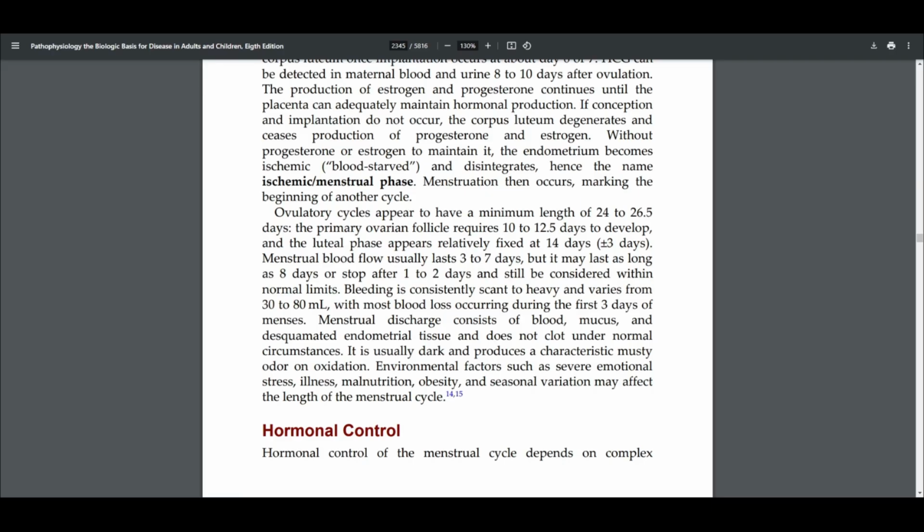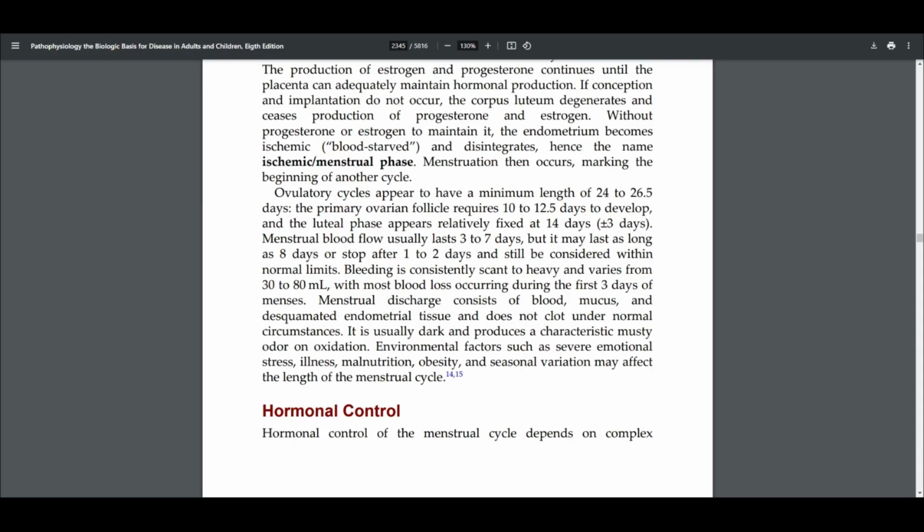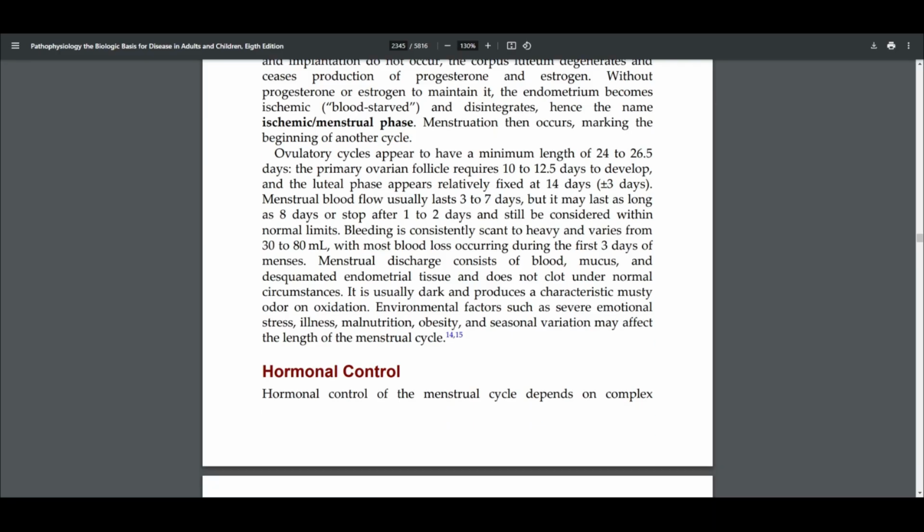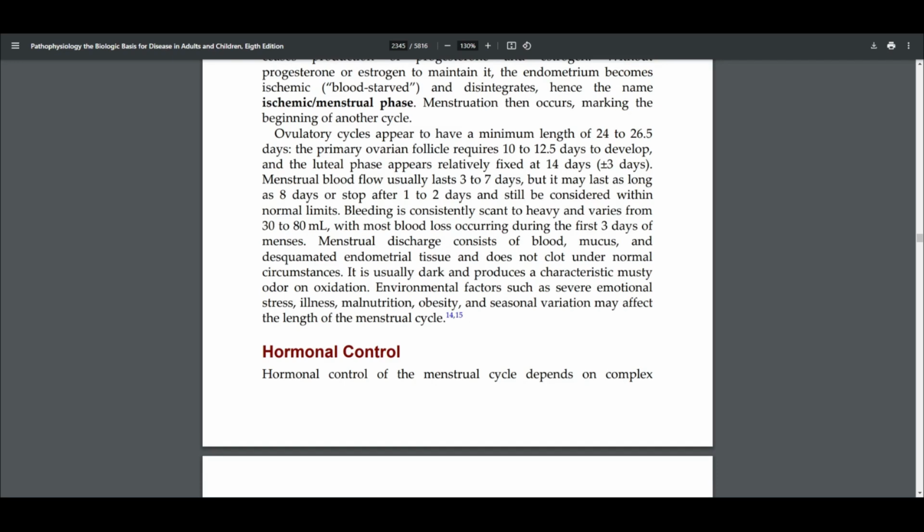Bleeding is consistently scant to heavy and varies from 30 to 80 ml, with most blood loss occurring during the first 3 days of menses. Menstrual discharge consists of blood, mucus, and desquamated endometrial tissue, and does not clot under normal circumstances. It is usually dark and produces a characteristic musty odor on oxidation. Environmental factors such as severe emotional stress, illness, malnutrition, obesity, and seasonal variation may affect the length of the menstrual cycle.